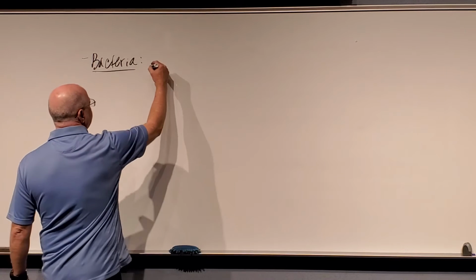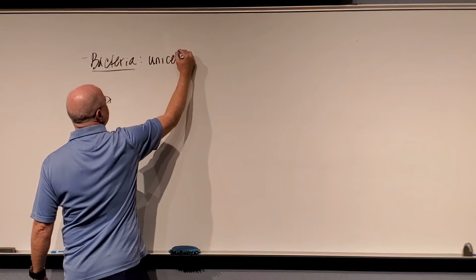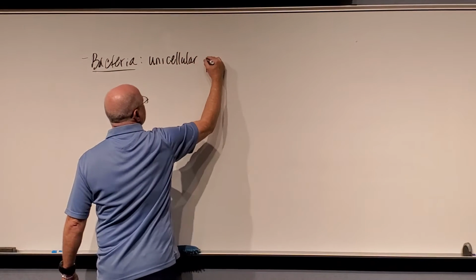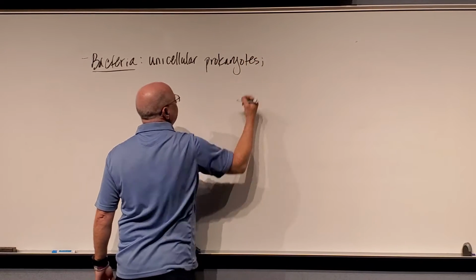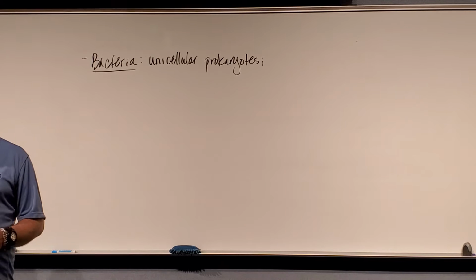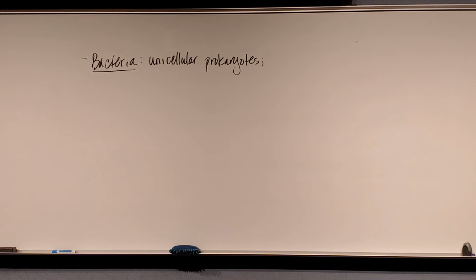we know about all bacteria is that they are considered to be unicellular prokaryotes. So they are single-celled organisms that do not have a nucleus. They do not have a membrane. They don't have other membrane-bound organelles. Okay.